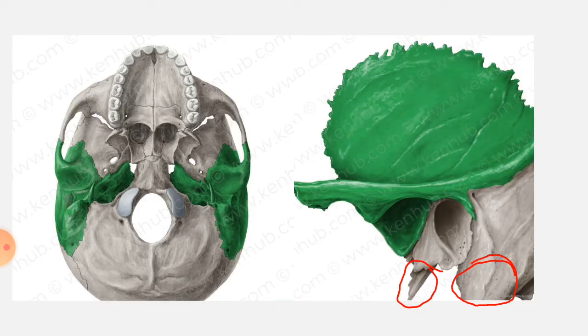So this is the structure that we have already discussed, and this part will articulate with your zygomatic bone. This is the squamous part of your temporal bone, and this will join with the parietal bone and form the squamous suture. This is the external acoustic meatus, or the external auditory canal.